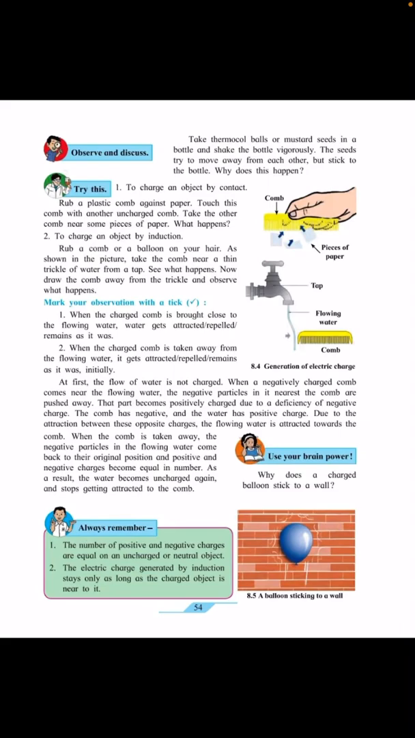Next page, you can see a simple experiment about the pieces of paper and the comb. Then just go through them. Then look at the green box at the bottom. Now, the number of positive and negative charges are equal on an uncharged or neutral object, and the electric charge generated by induction stays only as long as the charged object is near it.